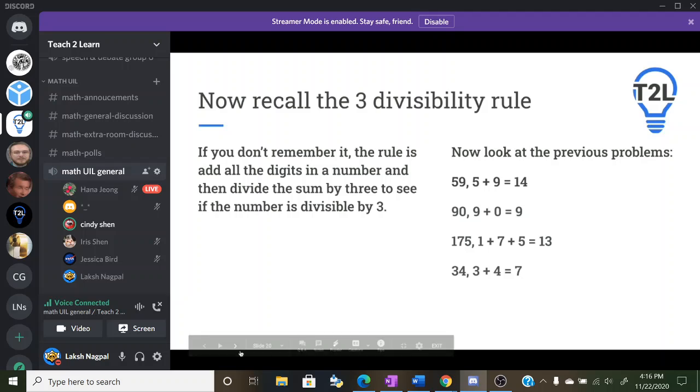So if you look at the previous problems, if you add the digits of the number that you're dividing, so 59, 5 plus 9 is 14, and 14 isn't divisible by 3. So if you remember the previous problem, that had a remainder. But for 90, it didn't have any remainder because it is divisible by 3, because 9 plus 0 is 9, which is divisible by 3. And 175 and 34, if you add the digits, they're not divisible by 3 either, so they each had a remainder.